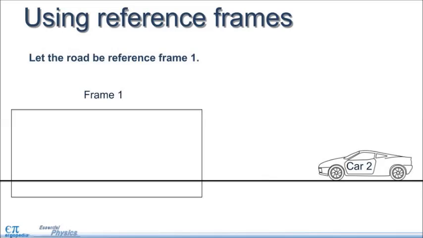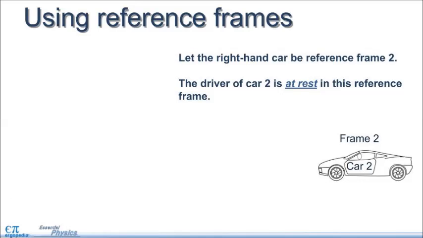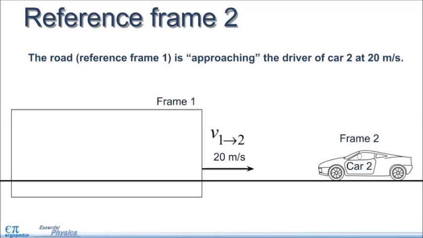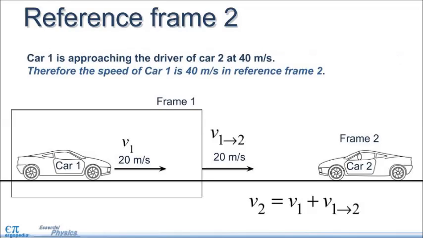Using reference frames, let the road be reference frame 1. Let the right-hand car be reference frame 2. The driver of car 2 is at rest in this reference frame. The road, reference frame 1, is approaching the driver of car 2 at 20 meters per second. Car 1 is approaching the driver of car 2 at 40 meters per second. Therefore, the speed of car 1 is 40 meters per second in reference frame 2.